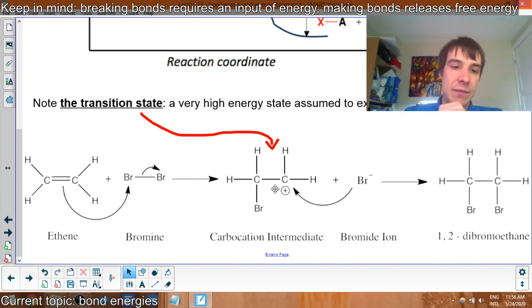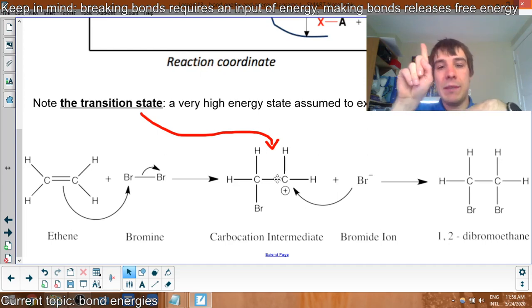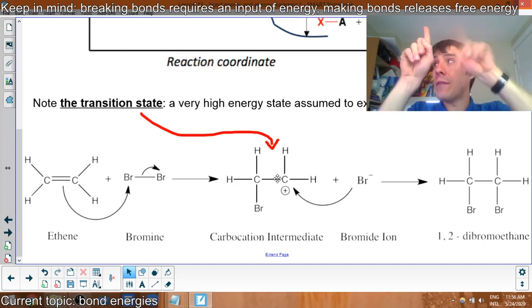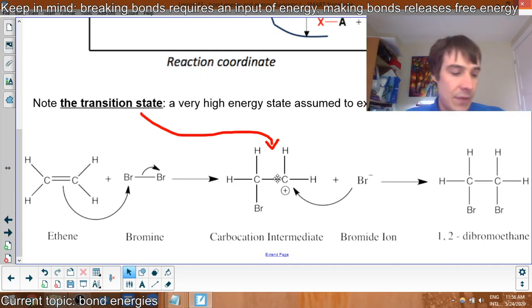For example, when we do one of these, we notice if we do it in a ring that the bromines are always opposite each other. They never go up on the same side of the ring. On the ring, they always go opposite each other. And that suggests to us that the carbocation generates on the opposite side of the bromine.